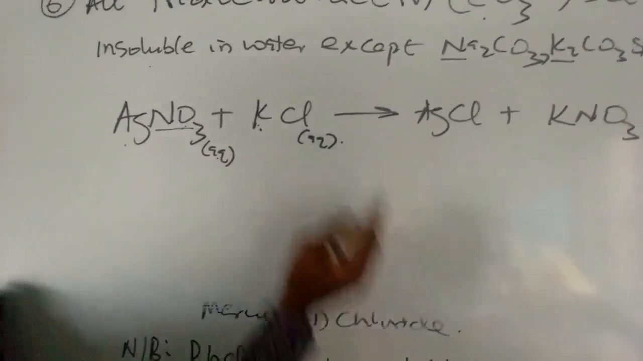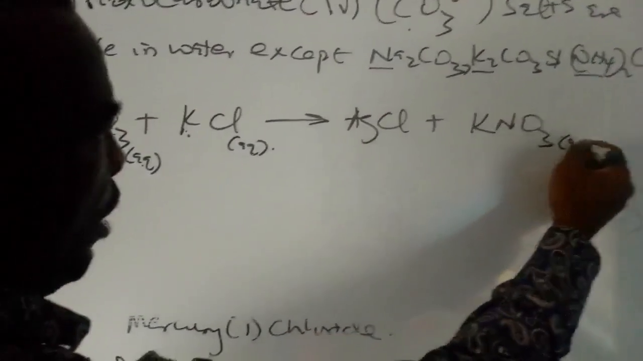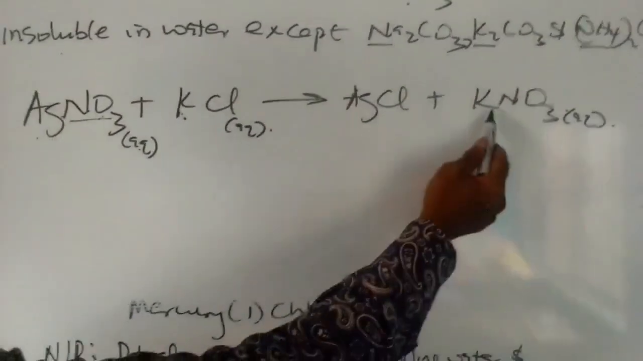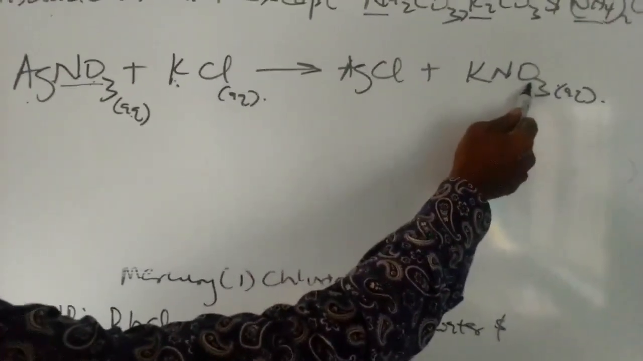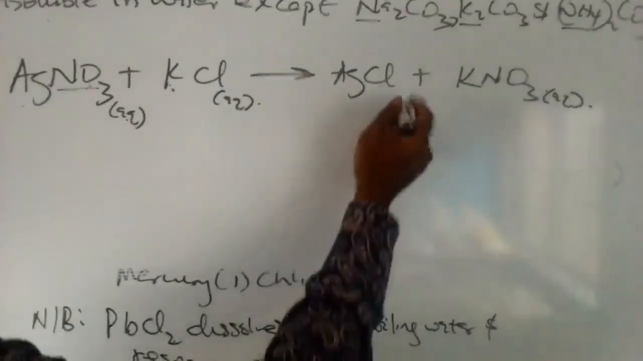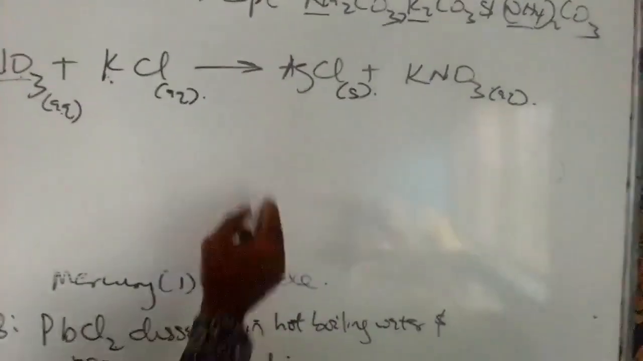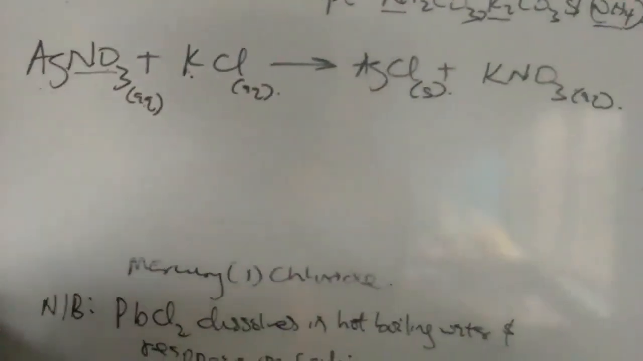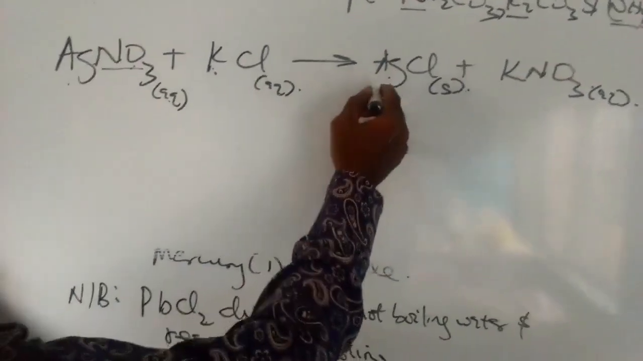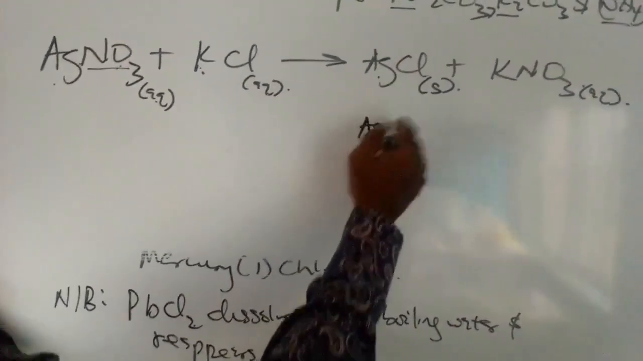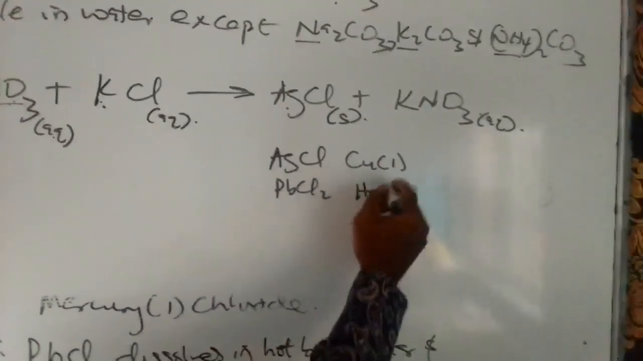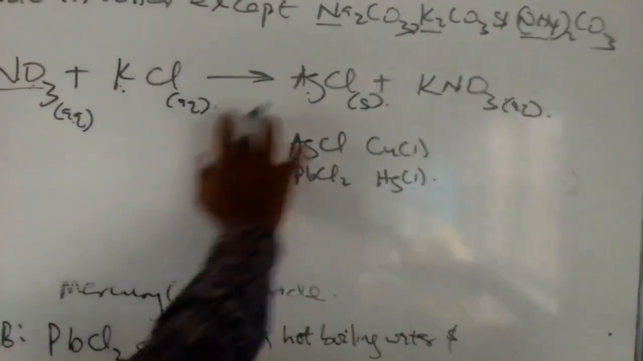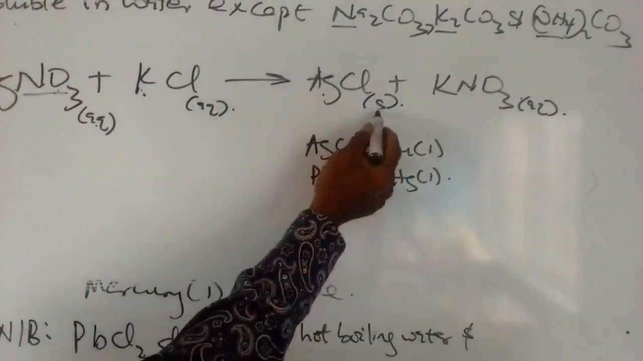That's the reason. This one will also be aqueous. The reason is that all potassium salts are soluble in water, or all nitrates are soluble in water. This one will be solid. Why? Because all chlorides are soluble except, as I said before, silver chloride, lead chloride, copper 1 chloride, and mercury 1 chloride. So these ones are not soluble in water. So that's why we wrote solid here.